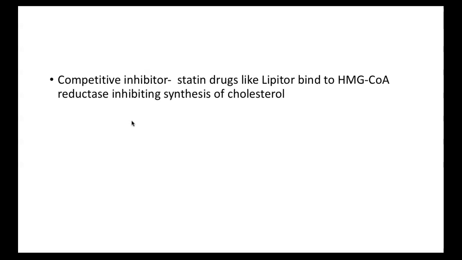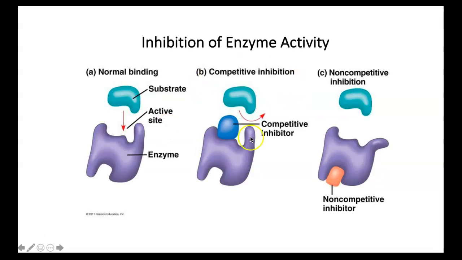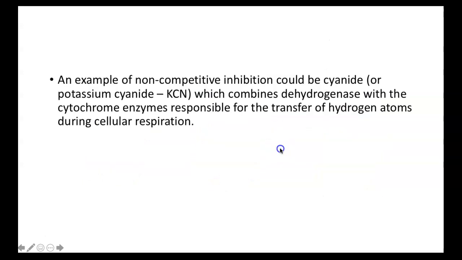Lipitor is a competitive inhibitor, and it's going to bind to an enzyme called HMG-CoA reductase. What HMG-CoA reductase does is it synthesizes cholesterol. So if someone has high cholesterol and they take Lipitor, Lipitor is going to bind to the enzyme that makes and synthesizes cholesterol. Great, now their cholesterol levels go down. So Lipitor functions like a competitive inhibitor. The precursor to cholesterol cannot bind to HMG-CoA reductase, so cholesterol doesn't get made. All right.